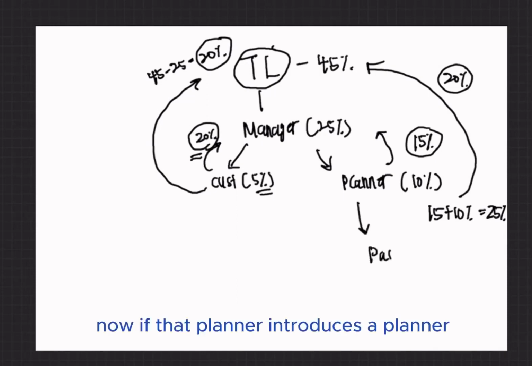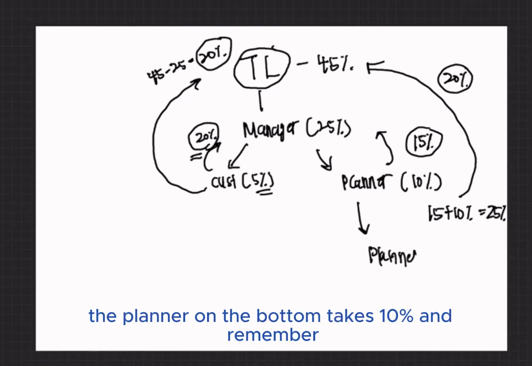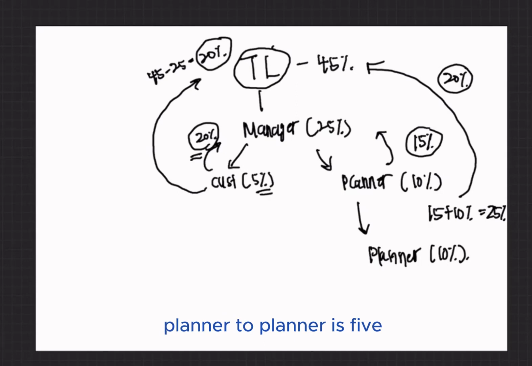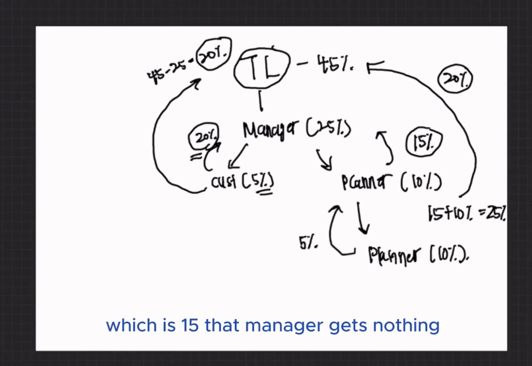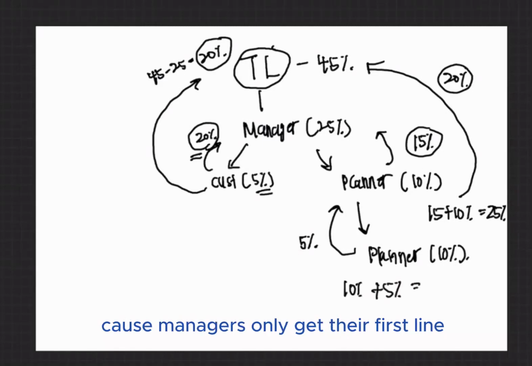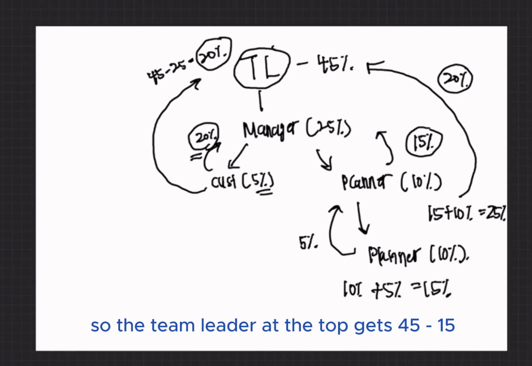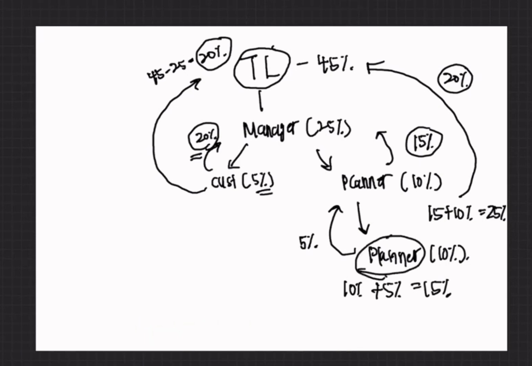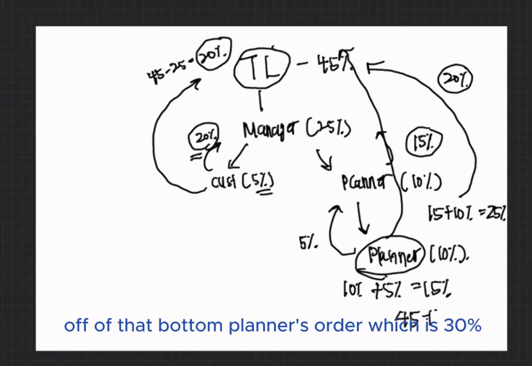Now, if that planner introduces a planner, the planner on the bottom takes 10%. And remember, planner to planner is 5. So we've given away 10 plus 5, which is 15. That manager gets nothing because managers only get their first line. So the team leader at the top gets 45 minus 15 off of that bottom planner's order, which is 30%.